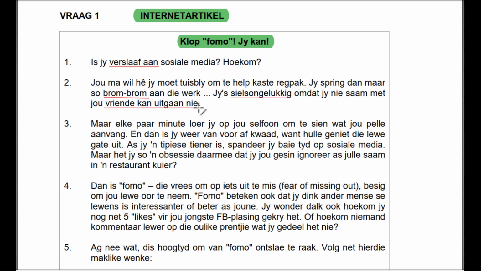So paragraph 2 says, it's creating a scenario and it's saying your mom wants you to help her pack the cupboards. You jump in and help her, but you mumble below your breath because you're not very happy about the situation. Because you want to go out with your friends and you see them going out, but you now have to help your mom.